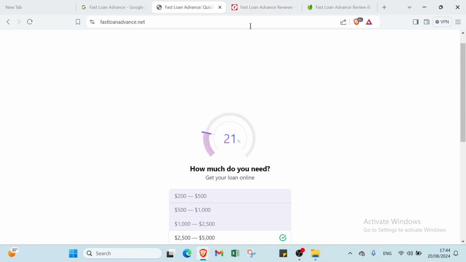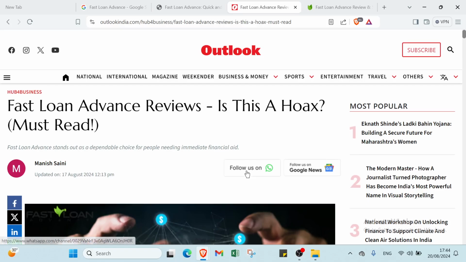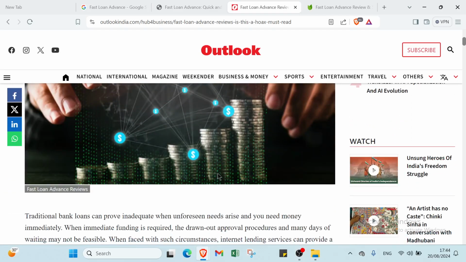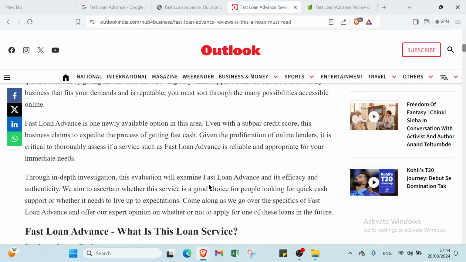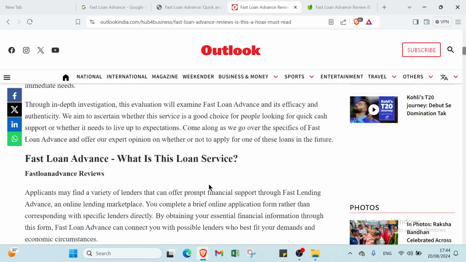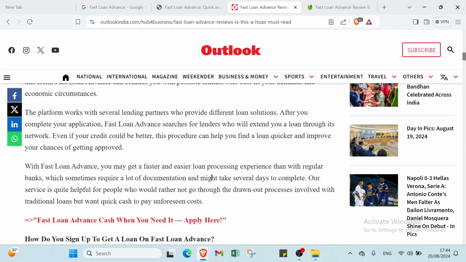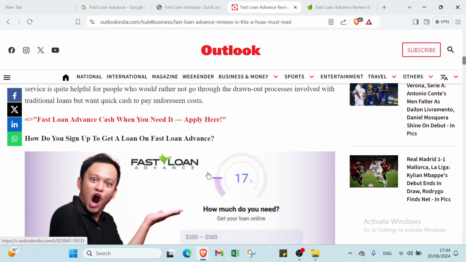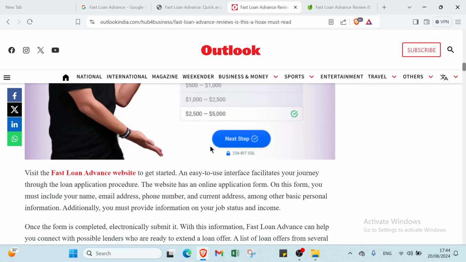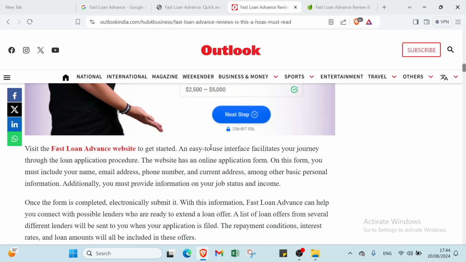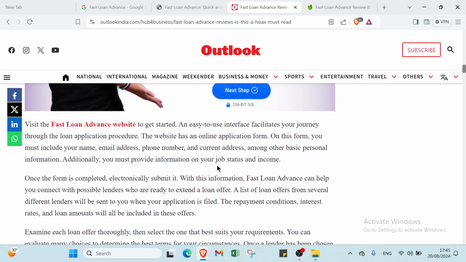So right now I will show you how it works with Fast Loan Advance. So the first thing you have to know is the steps. The first step is assess your need: determine how much money you need and for what purpose. This will help you choose the right loan amount and type. Then we have research lenders: find reputable lenders that offer fast loan advances. Compare interest rates, fees, and terms to find the best option for you. Then apply online or in person. Complete the application process. You'll usually need to provide personal information, proof of income, and details about your financial situation.